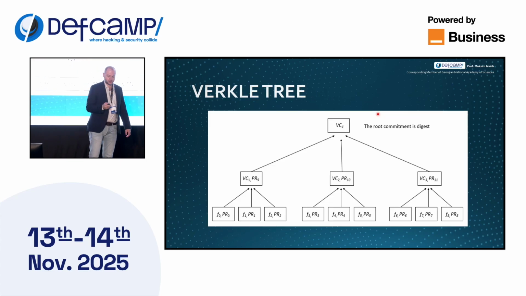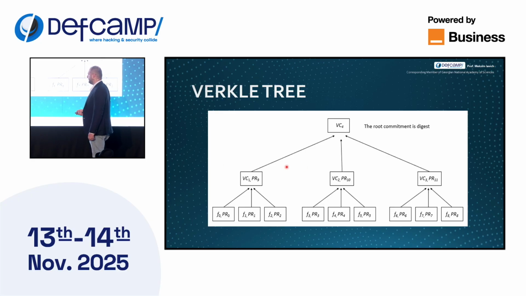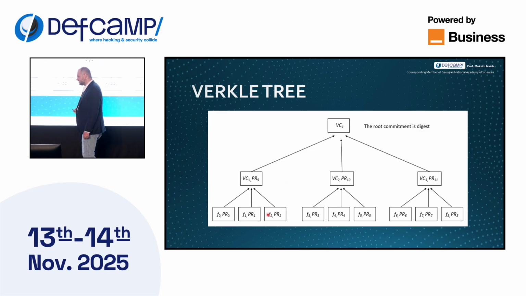Here how it looks. You can see you have here vector commitments. This is a commitment for this tree, and you have the proof. And the final vector commitment is the root of the tree.